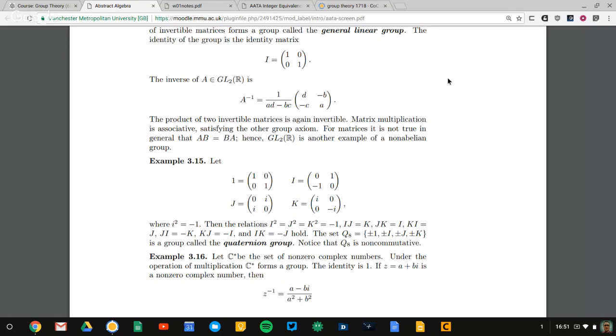The identity is its own inverse. The inverse of I is minus I, the inverse of J is minus J, and the inverse of K is minus K. So they all have this relation: I squared equals J squared equals K squared equals -1.